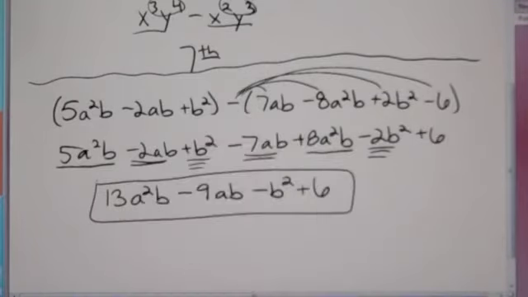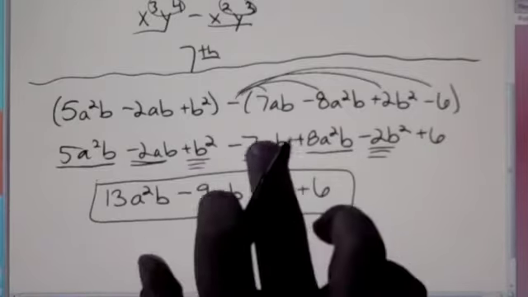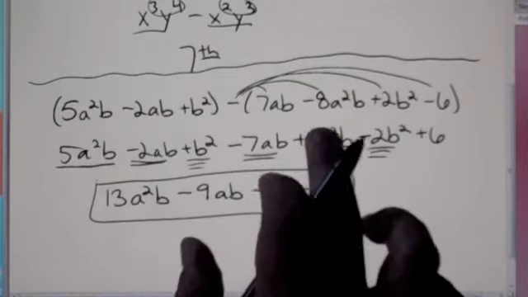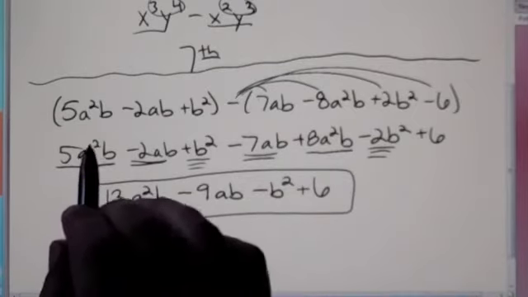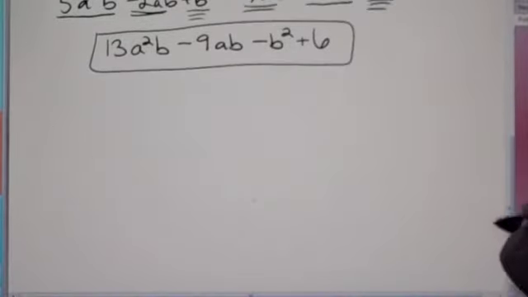Again, biggest thing to remember is that when you add and subtract like terms, okay, you do not change the exponents. Notice this was a squared b, it's still a squared b. Okay? So that's what you do when you're adding and subtracting. Now comes the multiplying. Okay?